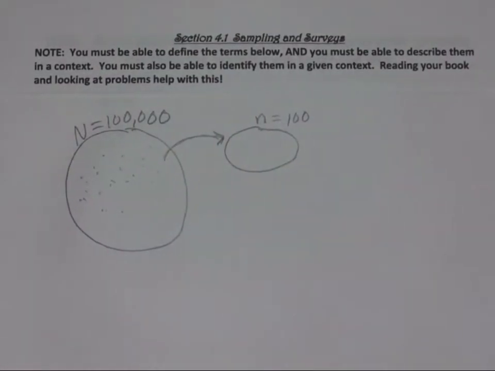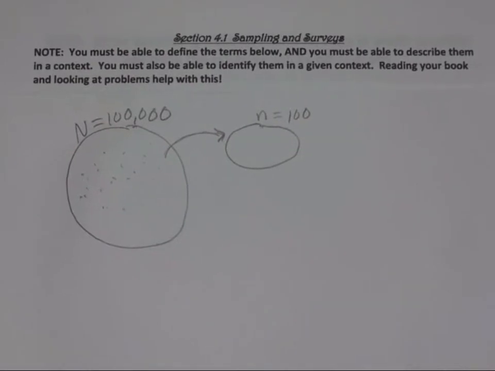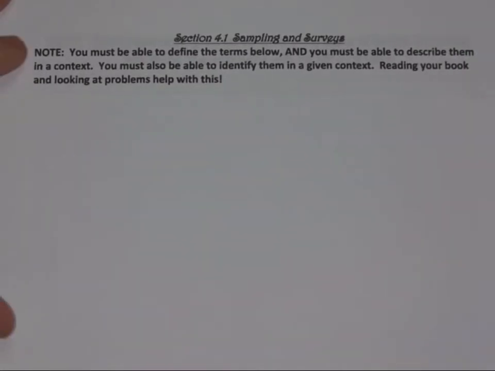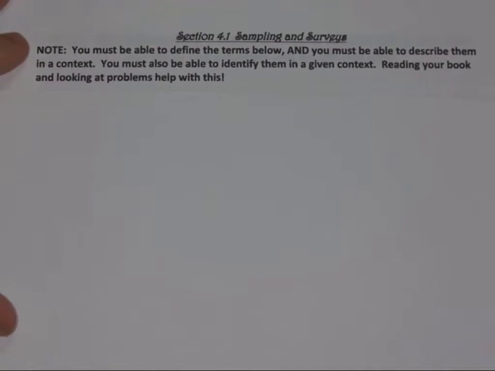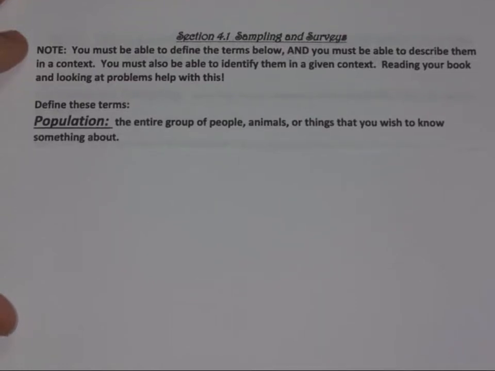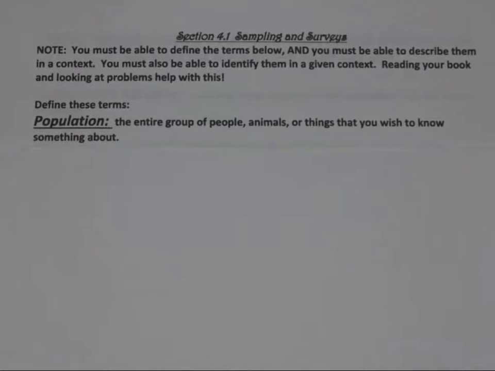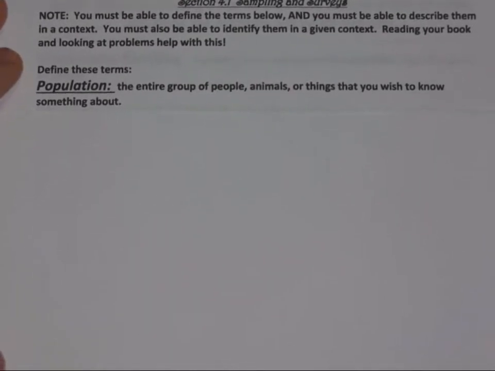First of all, let's talk about some terminology, like I said before. All this terminology is important, and reading your book is really going to help you out. Your book defines these using maybe slightly different language. The first thing is the population. A population is the entire group of people, animals, or things that you wish to know something about. It's the whole group you want to know something about.